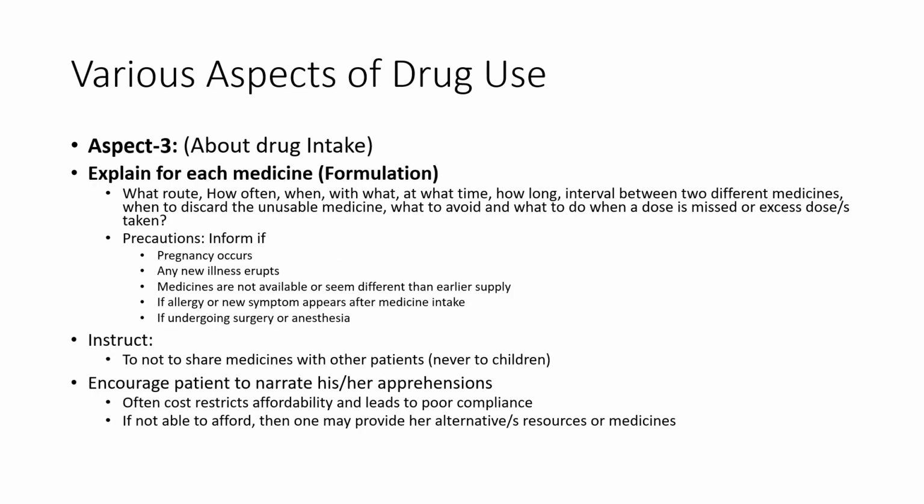Aspect 3 is about drug intake actually. Route, how often, when, with what, at what time, how long, interval between two different medicines, when to discard the unusable medicine, what to avoid and what to take, food, effect of the food and relationship with food, if a dose is missed or excess dose taken, what to do. All information must be given to the patient, and patient should also note that he or she has to inform if she becomes pregnant or any new illness erupts during drug intake and medicines are not available or seem different than earlier supply, then you should inform and ensure the same supply.